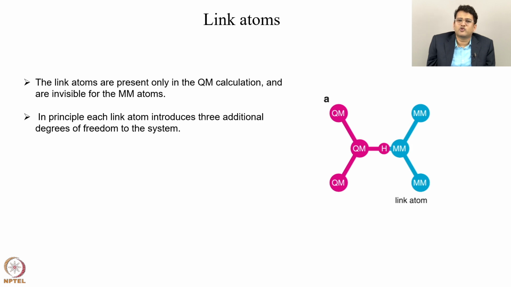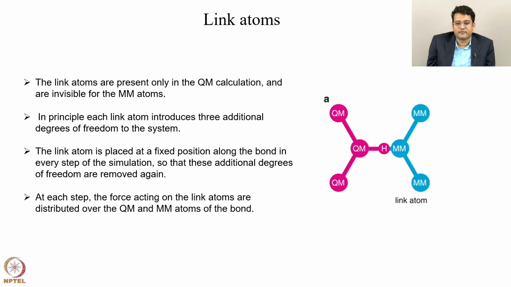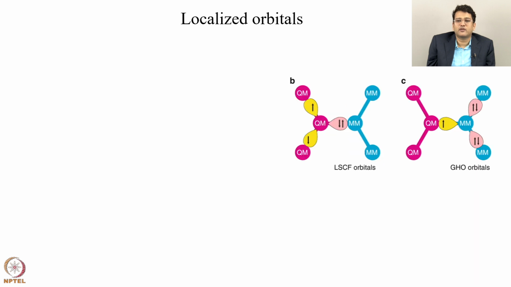Sometimes the H is needed to stabilize the end so that the end does not become very flexible. In principle, each link atom introduces 3 additional degrees of freedom because I am introducing a new x, y, z. But what happens is that the link atom is placed at a fixed position along the bond in every step of the simulation. So, the link atom distances are never optimized, and these additional degrees of freedom are removed because I consider them fixed. At each step, the force acting on the link atom is distributed over the QM and MM atoms to make sure that no additional force gets in.